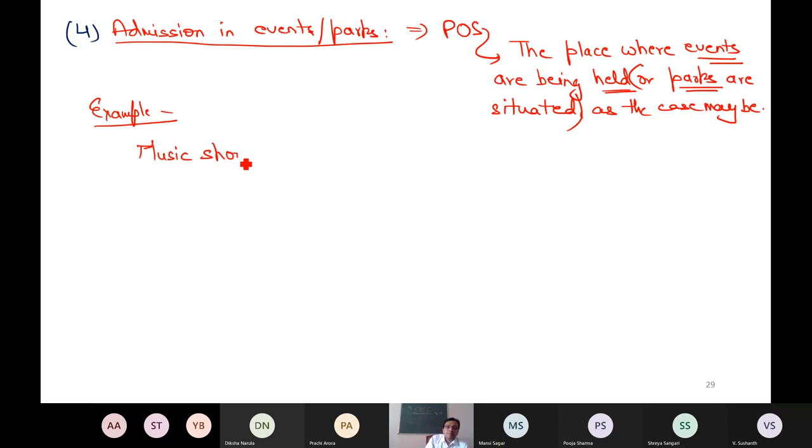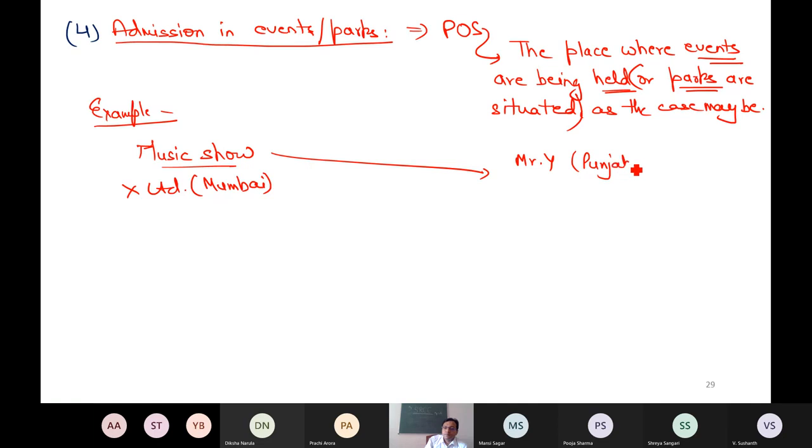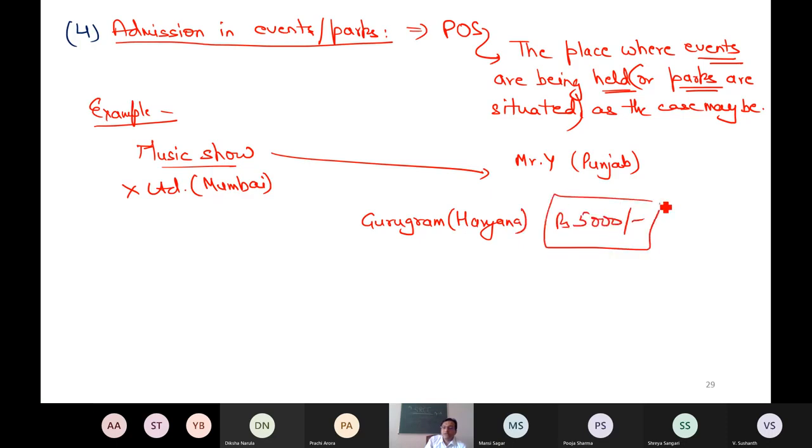A music show is being held by X company, X Limited, registered in Mumbai. Recipient Mr. Y from Punjab. But event is being held in Gurugram, Haryana. Admission ticket rupees 500. Per ticket 500, 5,000 is the admission ticket for this event. What is the place of supply? Which government gets the revenue? Haryana.